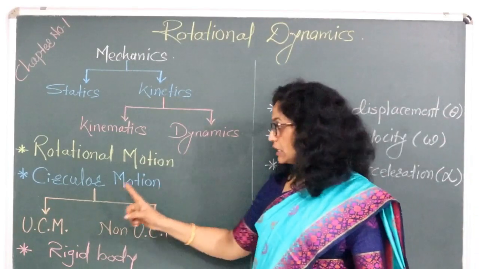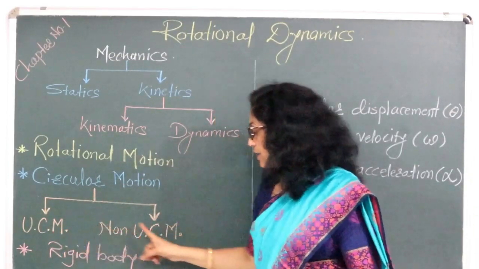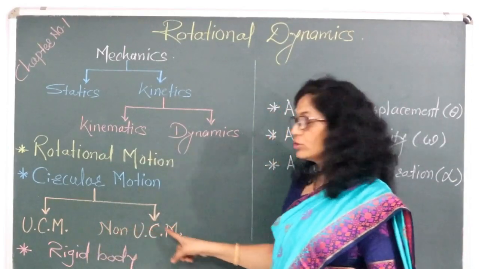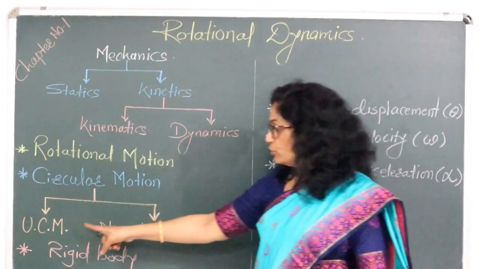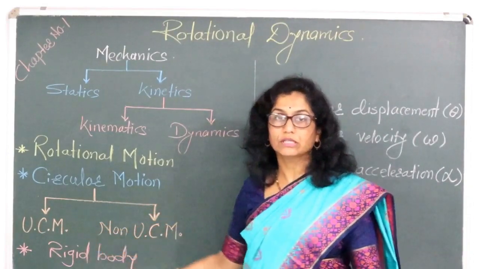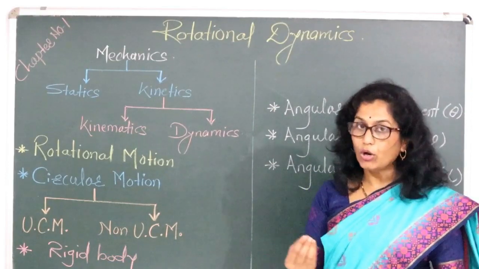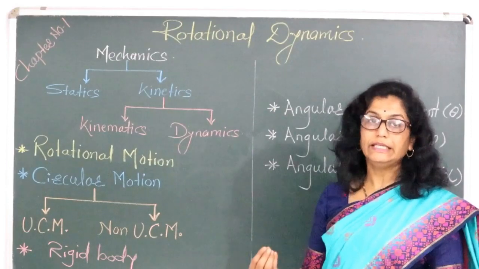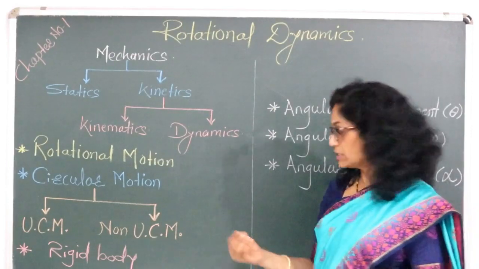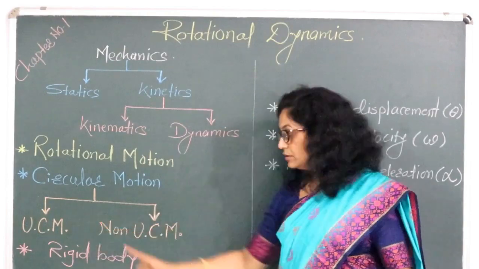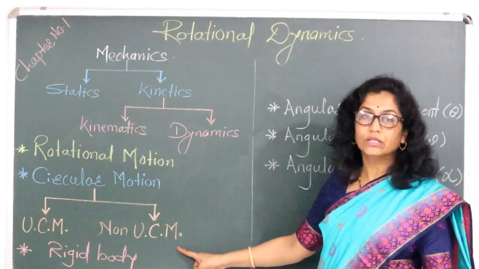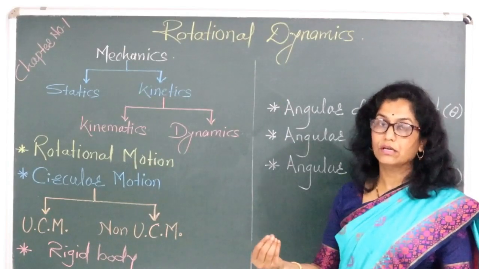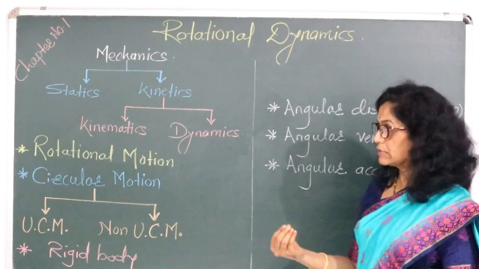Circular motion is divided into two types, that is uniform circular motion and non-uniform circular motion. Uniform circular motion means the motion of a particle along the circumference of a circle with constant linear speed or constant angular speed. And non-uniform circular motion means the motion of a particle along the circumference of a circle with variable speed.